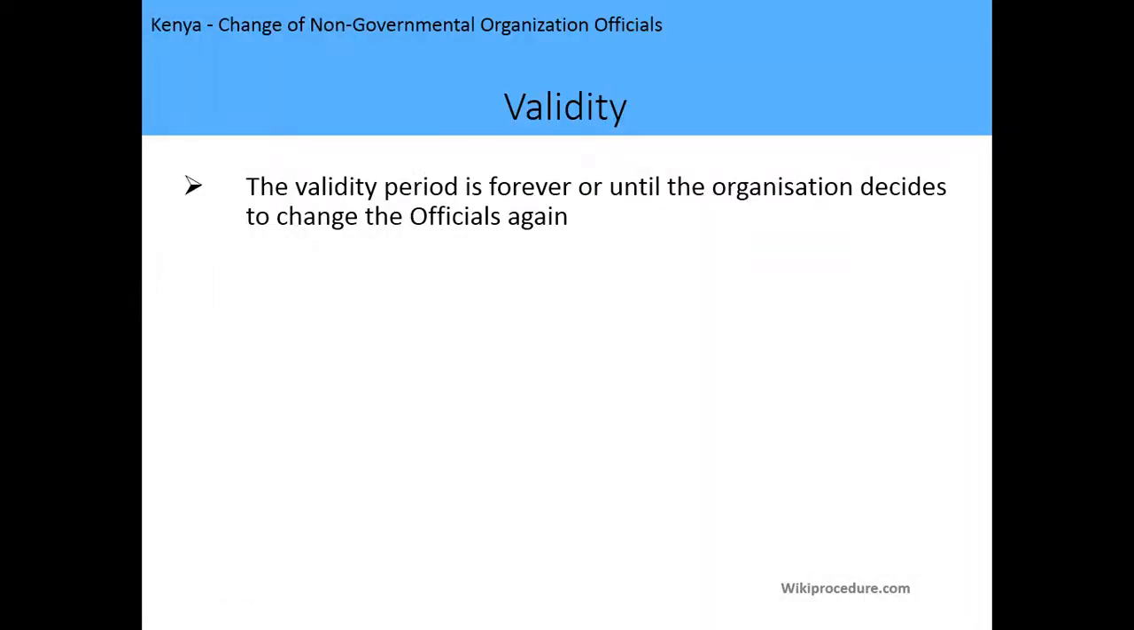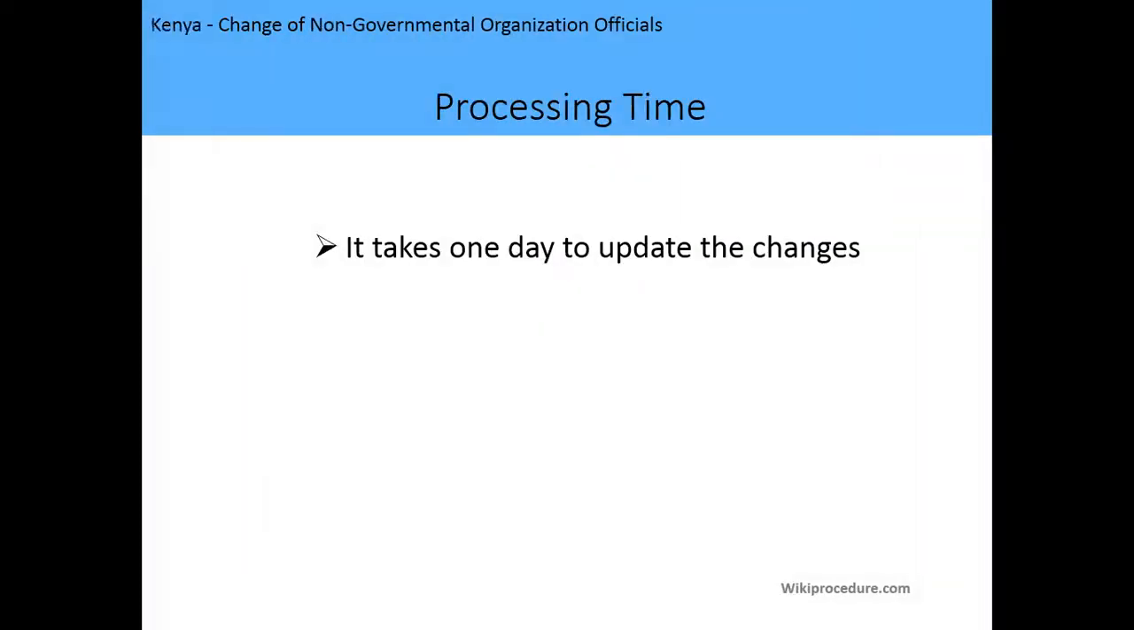The validity period is forever, or until the organization decides to change its officials again, whichever the circumstance. As we have already mentioned before, it can be resignation, death, discipline, depending on the wish of the NGO. So the validity period is just open. The processing time takes 1 day to update the changes, and after updating, the outgoing officials will be informed, and the NGO's contact person will also be informed.